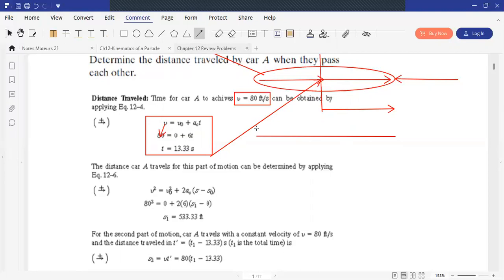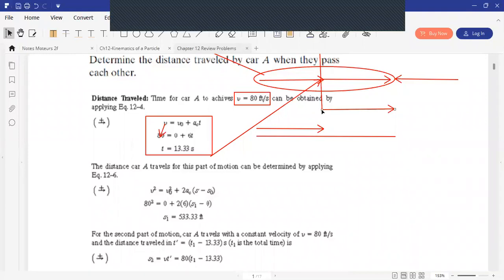Okay. So for phase 2, I cannot take the time from the origin, because if I start from the origin, I will consider also phase 1. No, my time for phase 2 is only starting from here. So it represents the total time minus the time of phase 1. This is why I have considered t1 minus 13.33. Now, because they didn't add plus 533.33, it means that for S2, they are considering that they are starting measuring S2 from here. Okay, so they changed the origin for position.